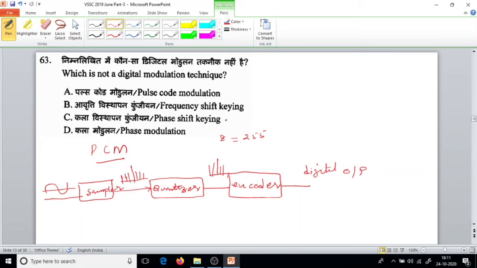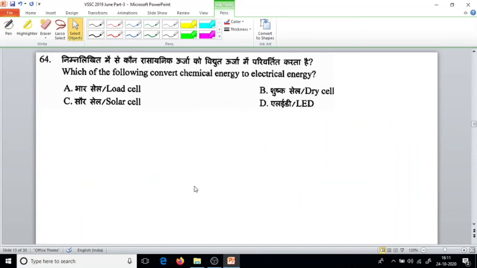Frequency shift keying and phase shift keying both come under binary shift keying. So these three are digital techniques. So phase modulation is the answer. Phase modulation is not a digital technique. It is an angle modulation. Phase modulation is the answer.